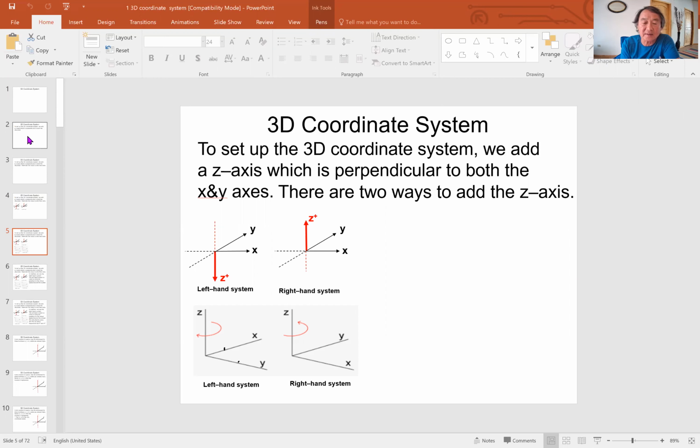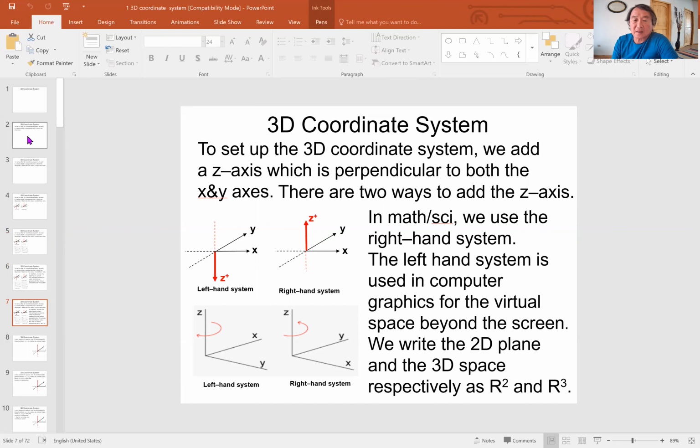Now, what's a right-hand system? Well, if I imagine these XY planes on the table and I want to grab the z-axis, the right-hand system is where your fingers wrap around the z-axis. So the one on the right-hand side is a right-hand system, but the one on the left-hand side is a left-hand system. In math and science, we use the right-hand system. In computer science, we use the left-hand system. Okay, and we write them as R squared.